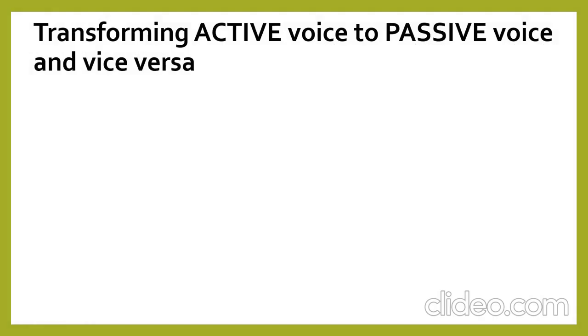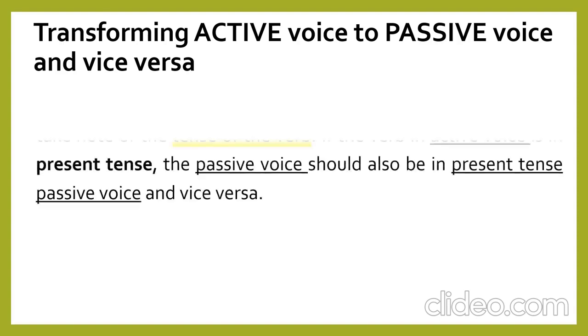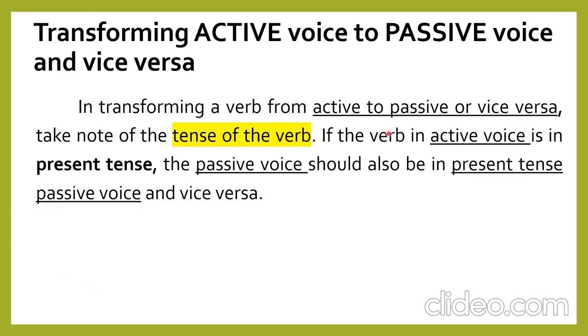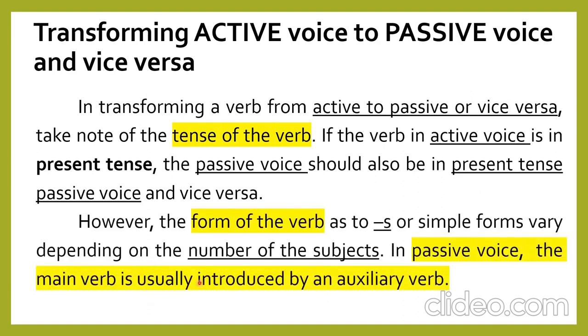How do we transform active voice to passive voice and vice versa? Listen carefully. Again, this is very confusing, so I hope you understand this. In transforming a verb from active to passive or vice versa, take note of the tense of the verb. If the verb in active voice is in present tense, the passive voice should also be in present tense passive voice and vice versa. However, the form of the verb as to S or simple forms vary depending on the number of the subjects. Later, I'm going to show you about singular and plural forms of the voices of the verb.